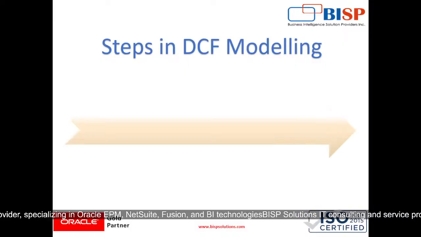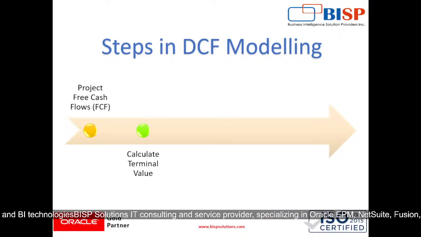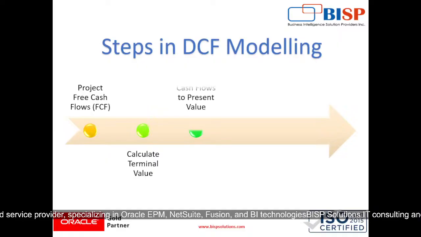So the steps in DCF modeling: first is projecting free cash flows, where we will be estimating how much cash the company will generate in the future, usually for 5 to 10 years. Next is calculating terminal value, where after the forecast period, we estimate a lump sum value for the remaining life of the company, where the two common methods are the Gordon growth method and the exit multiple method.